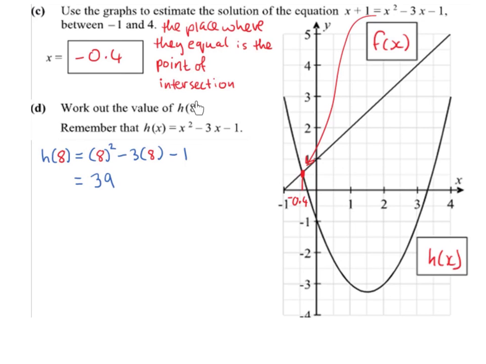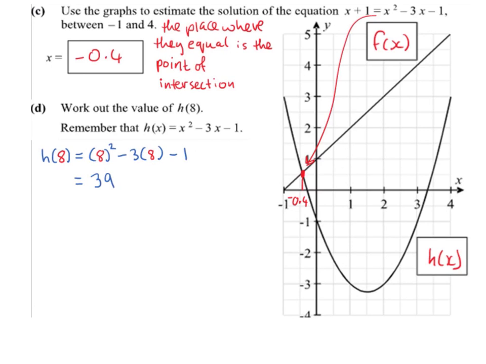Part D, work out the value of h of 8. Remember that h of x equals x squared minus 3x minus 1. Well, you can see that we had h bracket x bracket, and now we have an 8 in place of that x, so we've got h bracket 8 bracket. So all we've done is swapped the x for an 8, so that's what we're going to have to do down here. Every x value is going to be swapped for an 8 with brackets around it. The brackets are very, very important.